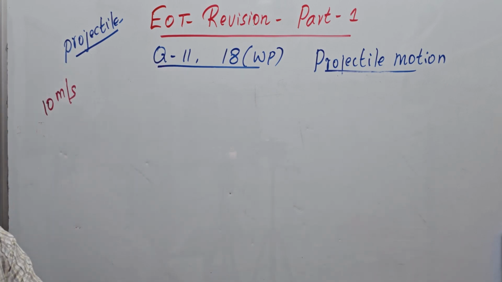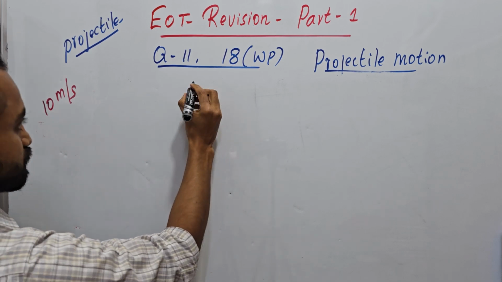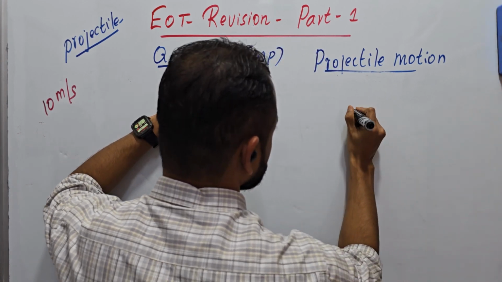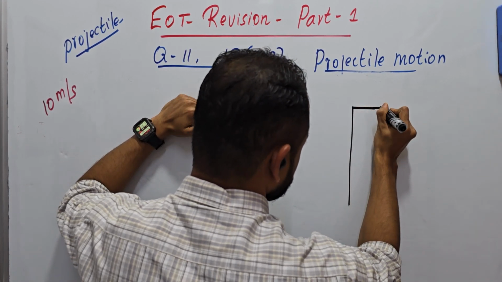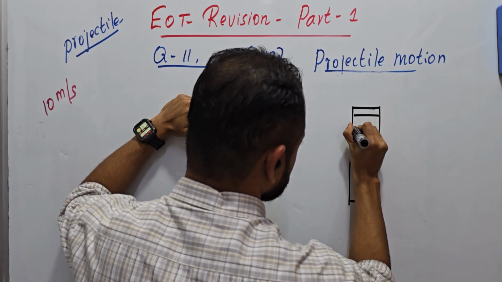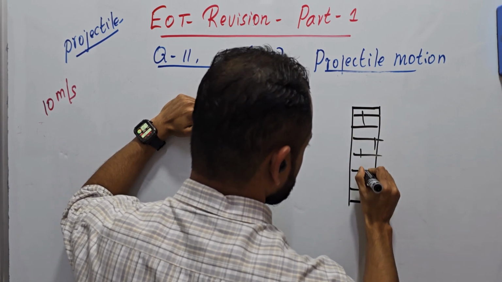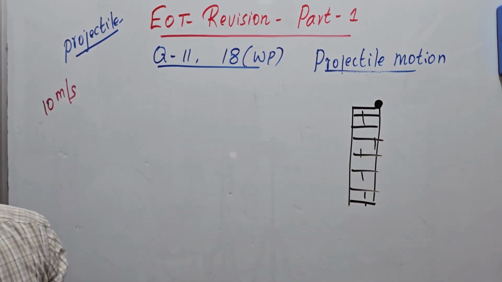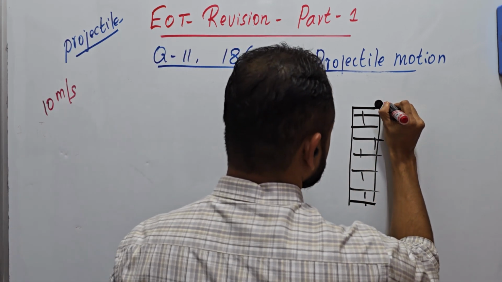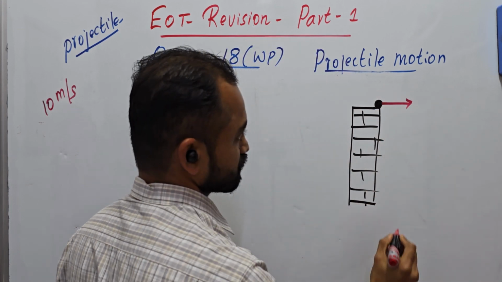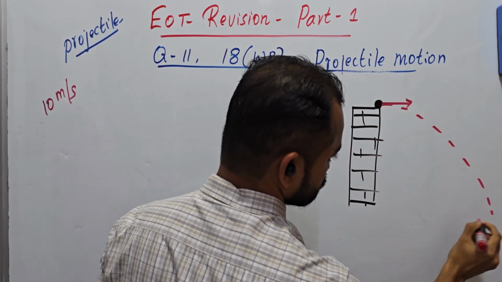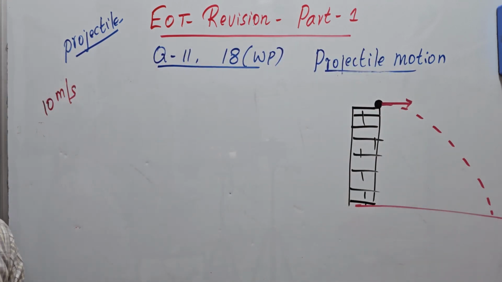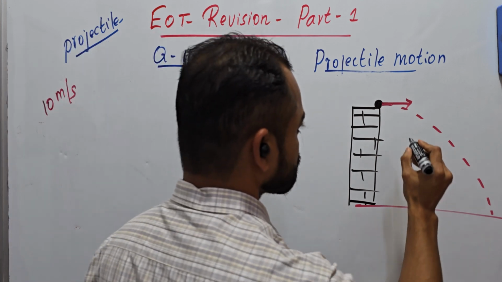An arrow is shot horizontally with a speed of 2 meter per second. So here I will draw the diagram. This is a building. An arrow is shot from the top of this building horizontally. So initially it has only the horizontal velocity, so this arrow will be falling like this. Initially it has only the velocity in the horizontal direction, that is 20 meter per second.